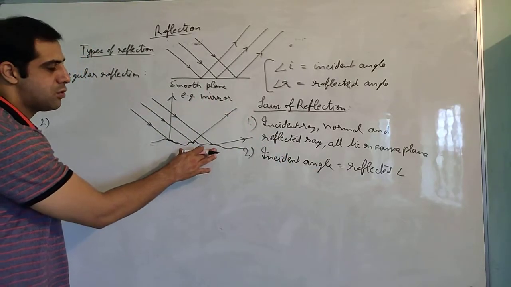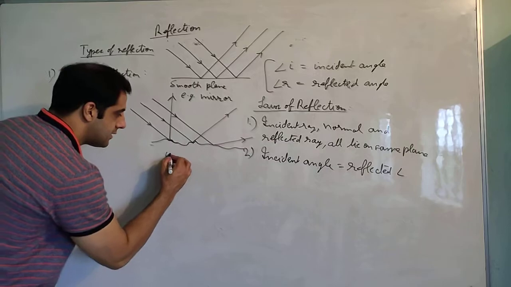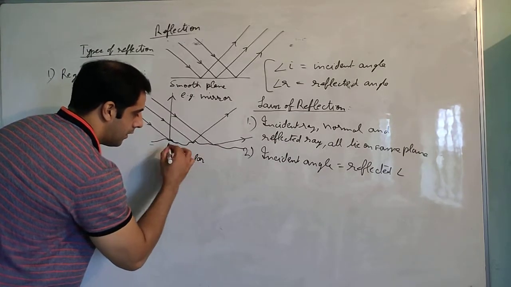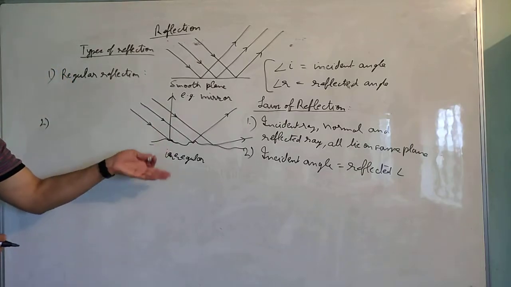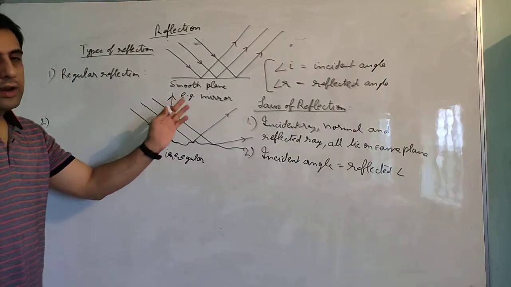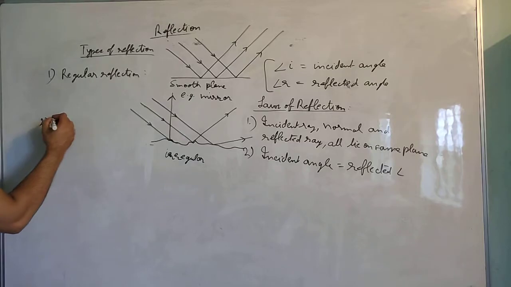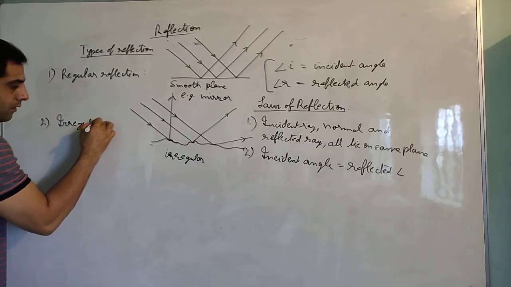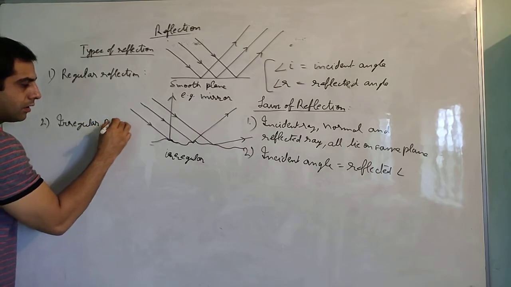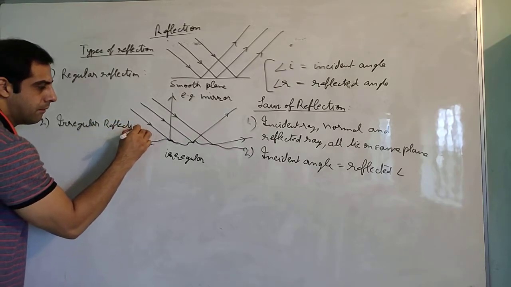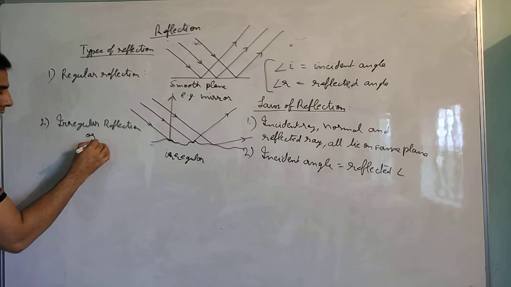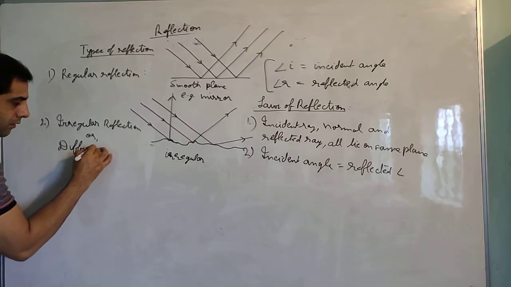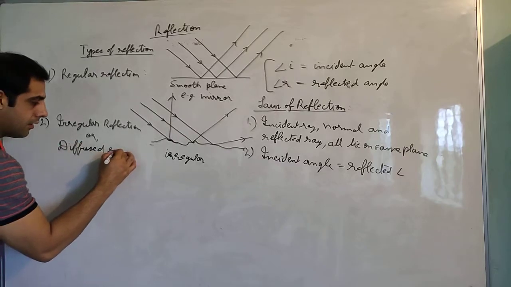Because the plane is not smooth, the plane is irregular. Because of this irregularity in the plane, the reflected rays are not parallel. Such kind of reflection is called irregular reflection. Another name is diffused reflection.